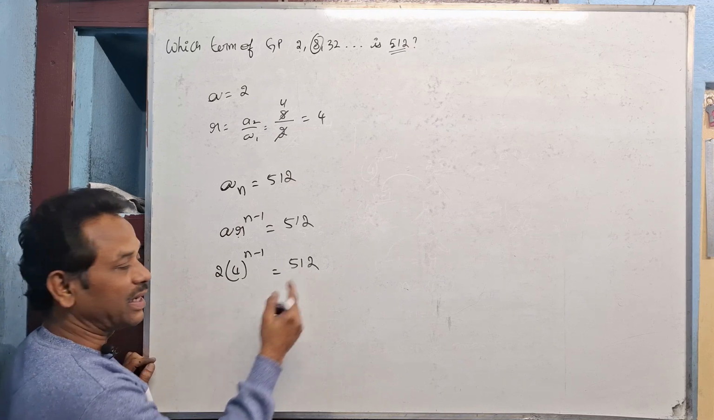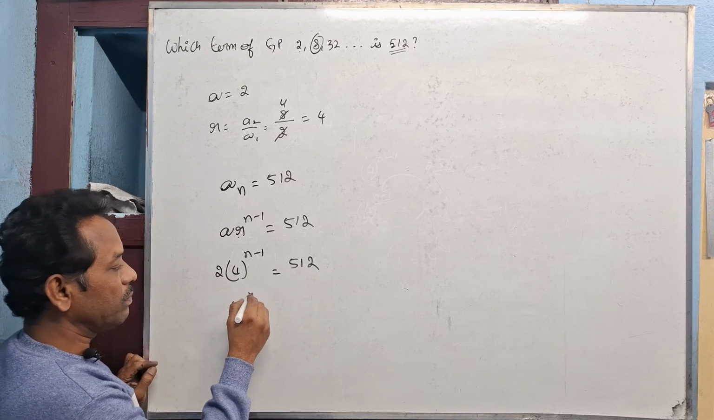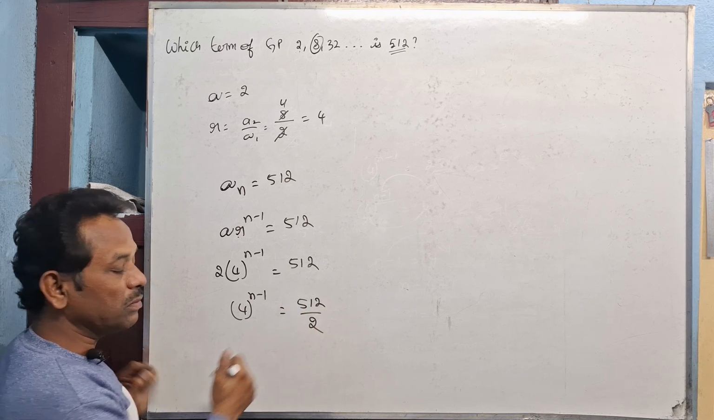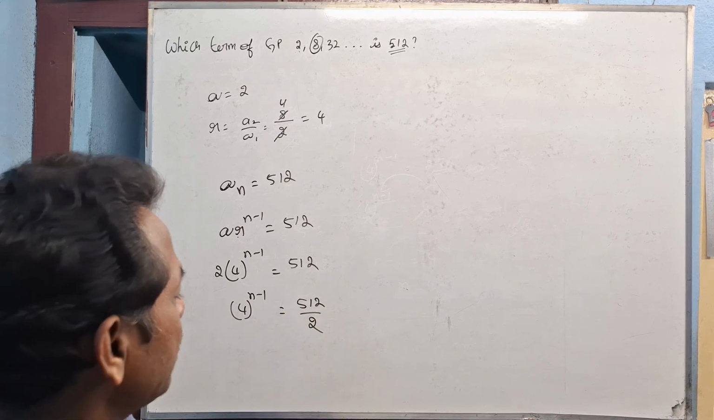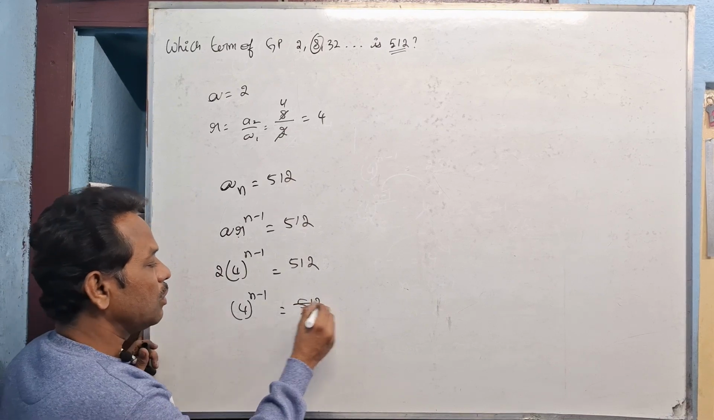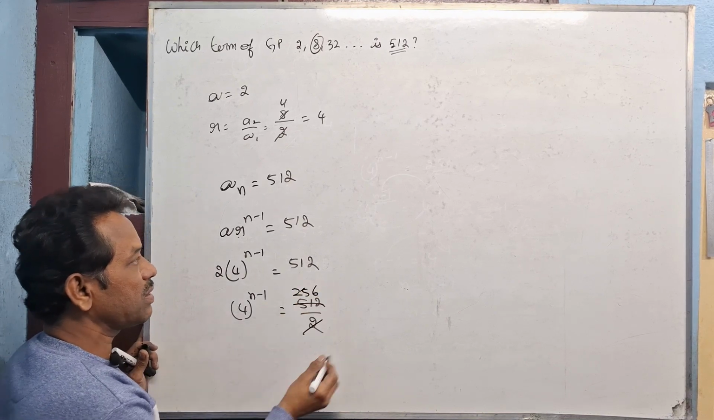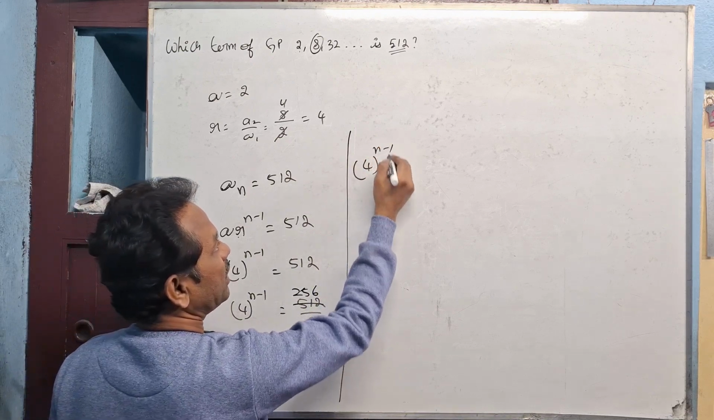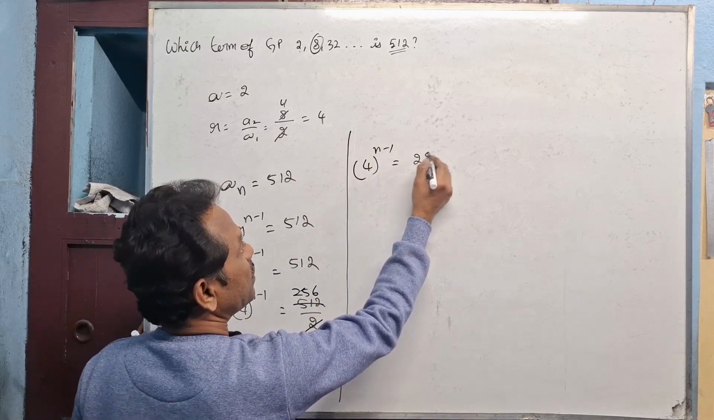Now 2 is shifted to that side. So we'll get 4 to the power of n minus 1 equal to 512 divided by 2. Let me simplify. 2 5s are 10, 2 1s are 2, 2 2s are 4, so here we have 4 to the power of n minus 1 equal to 256.